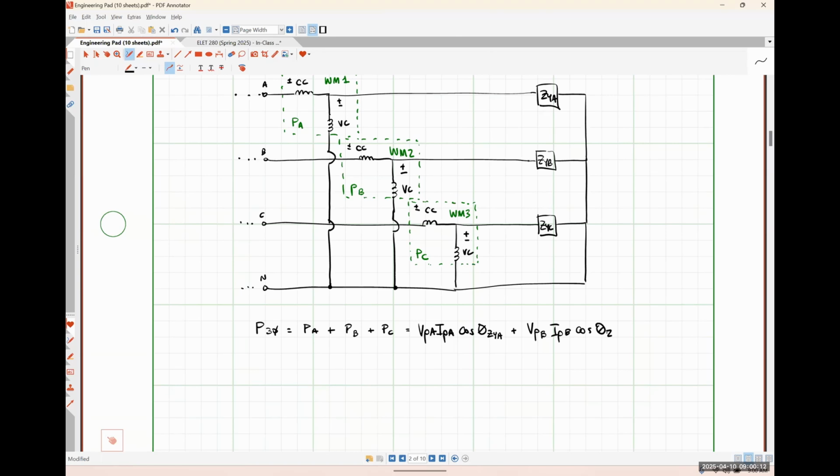Cosine theta ZYB plus VPC IPC cosine theta ZYC.